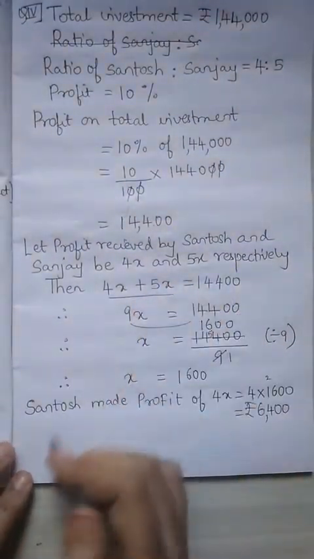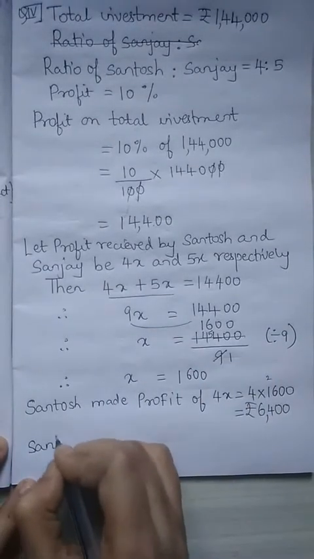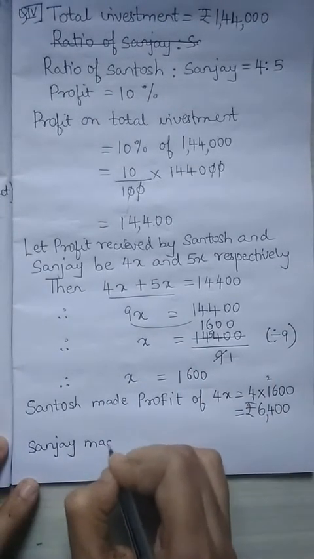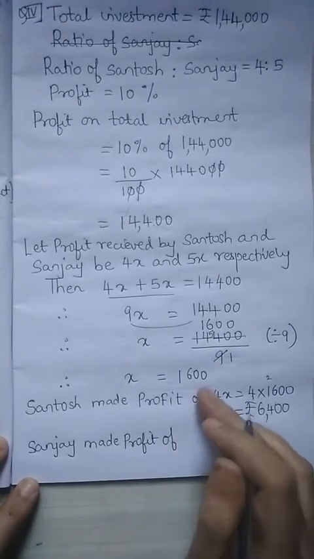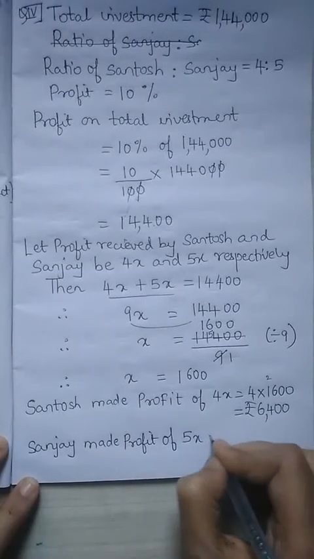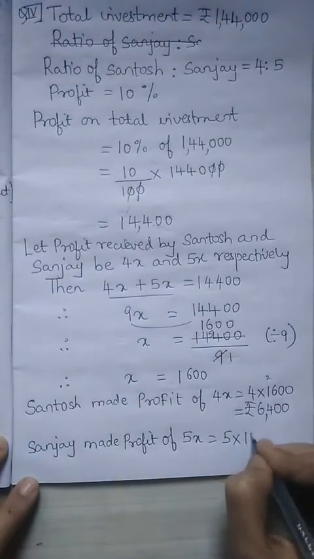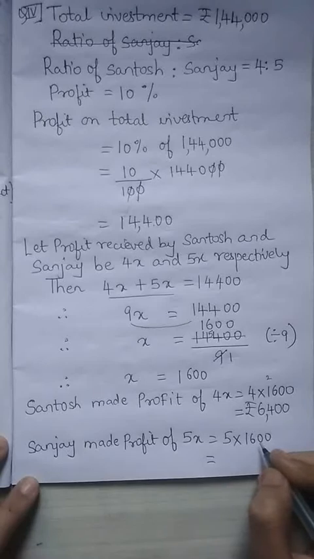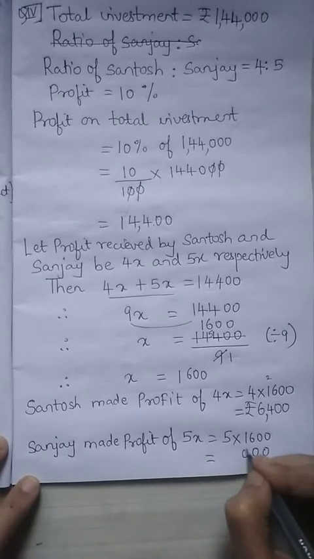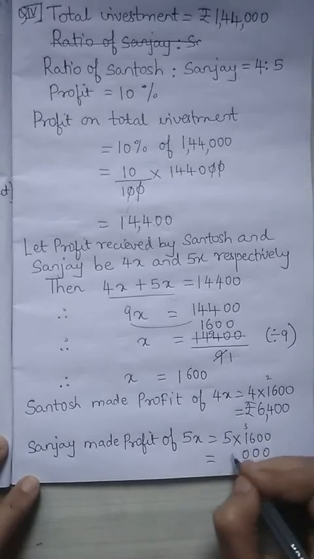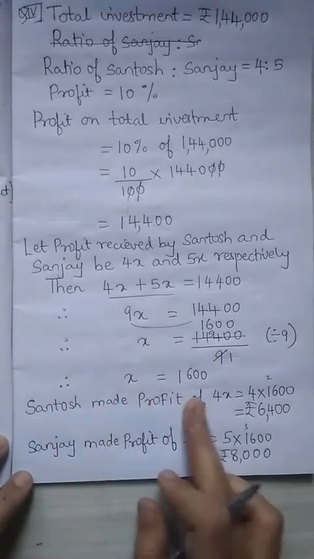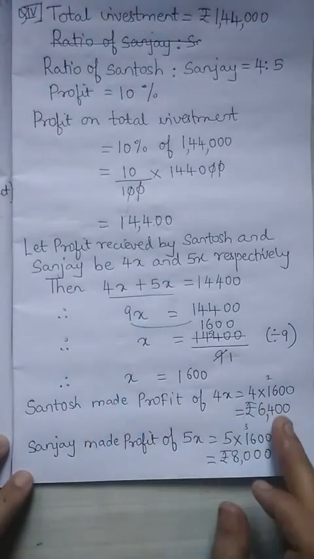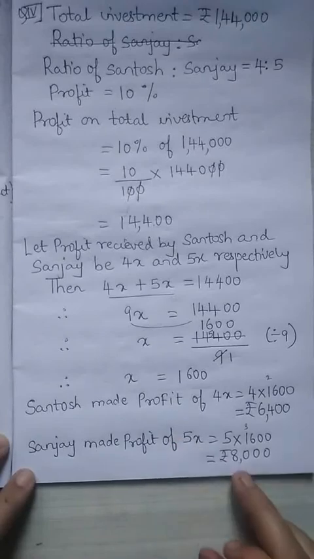And Sanjay made a profit of 5x, that is 5 into 1600. 5 zeros are 0, 5 sixes are 30, carry 3, 5 ones are 5, 8, so 8,000. So Santosh made a profit of 6,400, and Sanjay made a profit of 8,000.